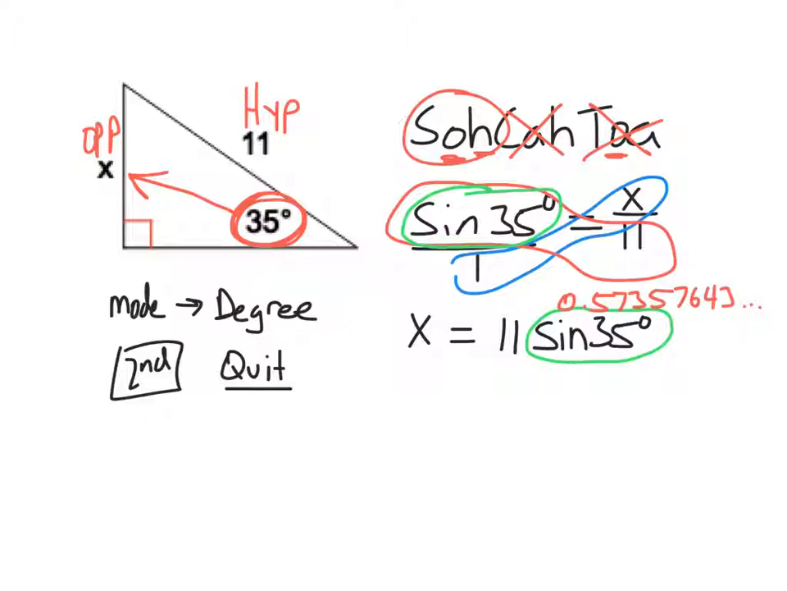So what we want to do is, rather than messing with that big decimal, don't mess with that big decimal. I want to just type that into my calculator. So I'm literally going to say 11 times sine 35 in my calculator. So 11 times sine 35, when I put that in my calculator, it tells me that x is approximately 6.3. I want to round that to the nearest tenth. And so x is approximately 6.3. And there's my answer.